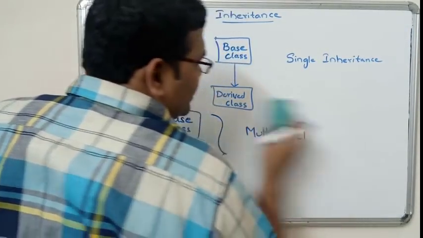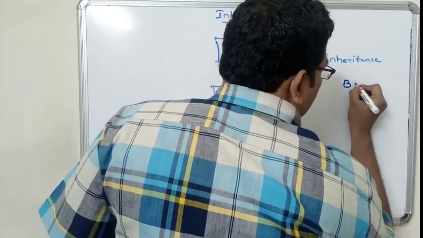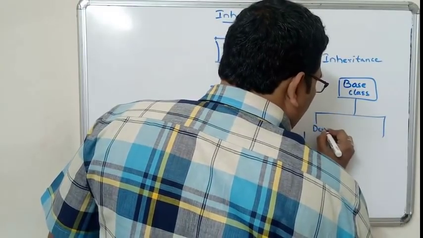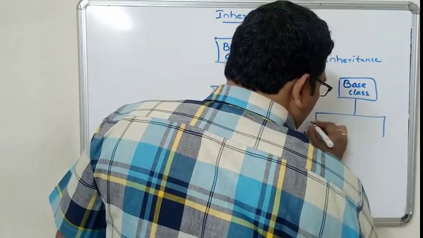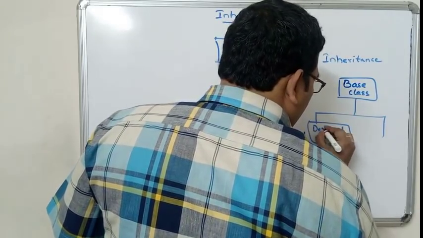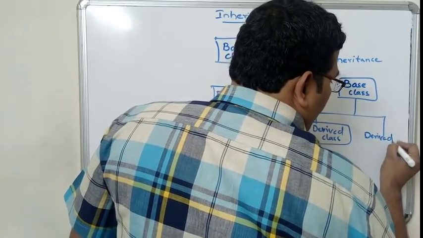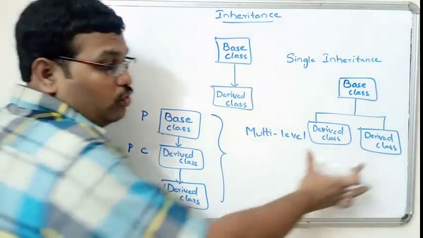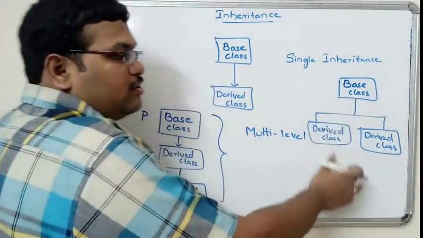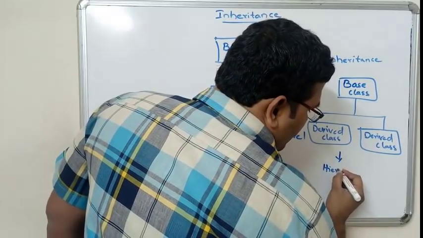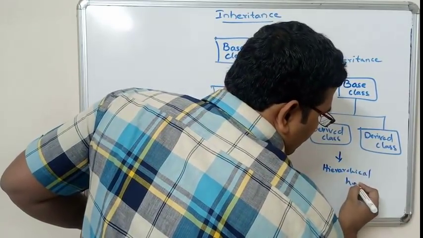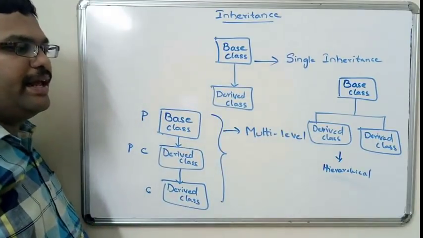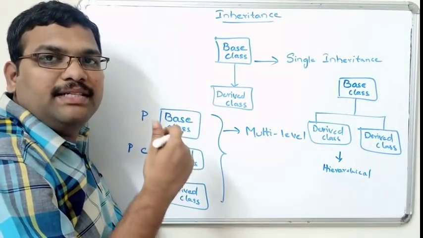And there is one more inheritance. There is a base class. From this base class there will be a derived class, and again another derived class. So from the single base class there will be two derived classes. Two different classes acquire the properties of the same base class. So this is called hierarchical inheritance. This one is multi-level inheritance, and this is single inheritance. So these are the three inheritance types supported by Java.